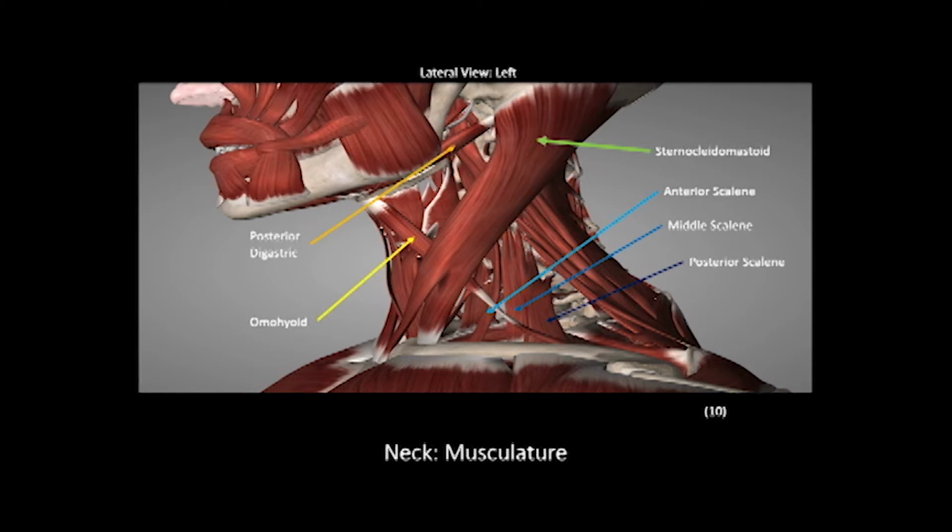Finally, we have the posterior digastric. There's also an anterior, which it's attached to, which we'll see on the next slide. This is attached to the hyoid bone and the mastoid process. It's innervated by the facial nerve, and it elevates the hyoid and depresses the mandible.